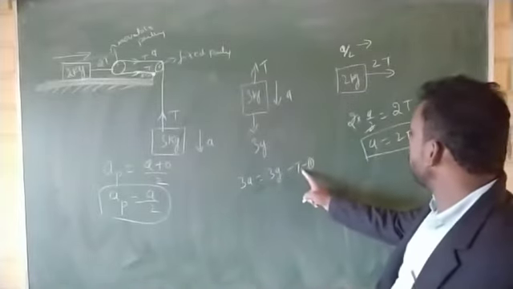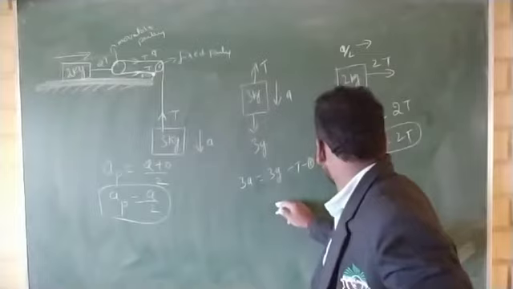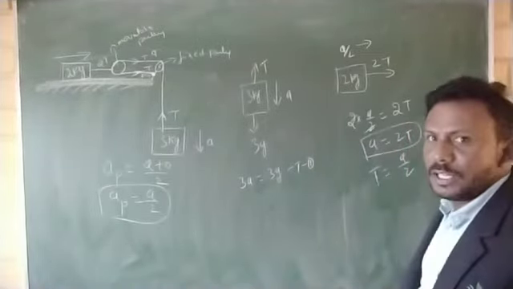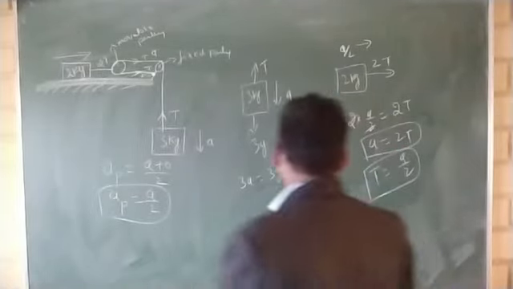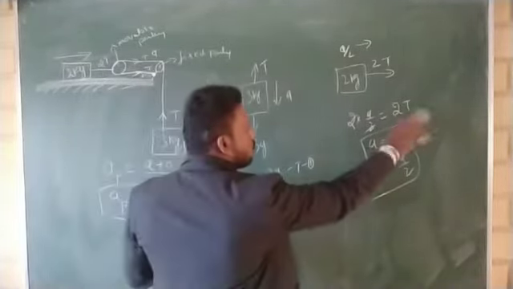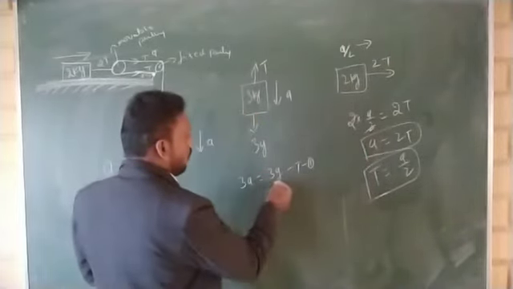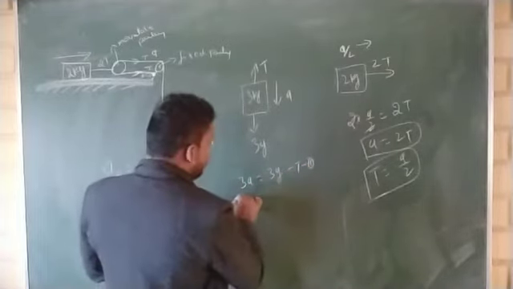Substitute the a value into this equation. T is equal to how much? T is equal to a by 2. Tension is equal to a by 2. What is the value of a? A is equal to 2T. If tension is given, a is equal to 2T. Or otherwise, in 3a, substitute the a value. A is equal to 2T.